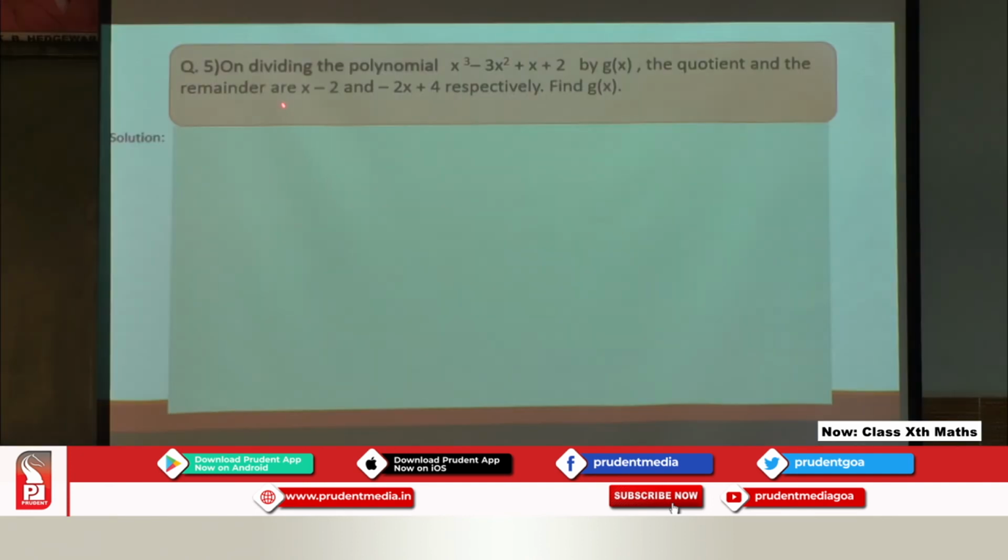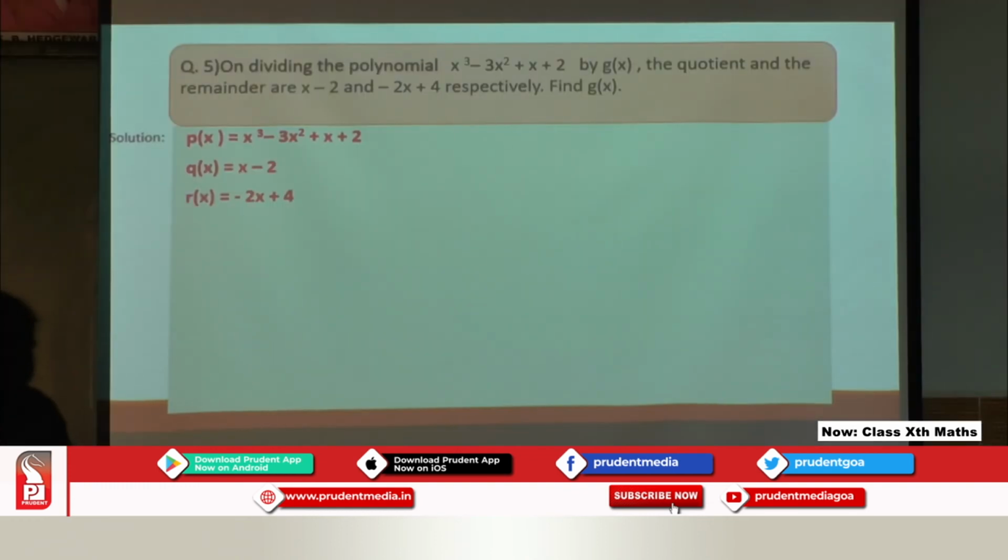Now here, see, in this question you should find out g of x. Here it is given that p of x, that is x cube minus 3x square plus x plus 2, and here q of x is given x minus 2, r of x is given minus 2x plus 4. These values are given, but here we should find out g of x, that is divisor. See, g of x we should find out now.